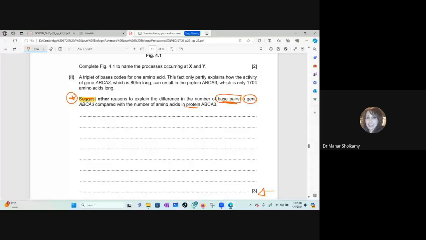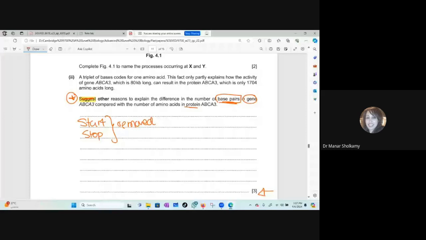Mariam, can you give me an answer? Yes, the start and the stop codons are removed. Yes, base pairs code for the start codon and the stop codon, and they will be finally removed from the final protein.